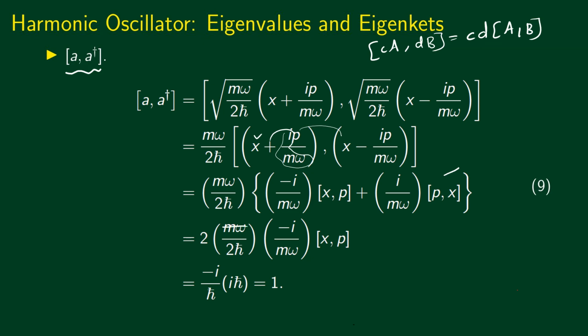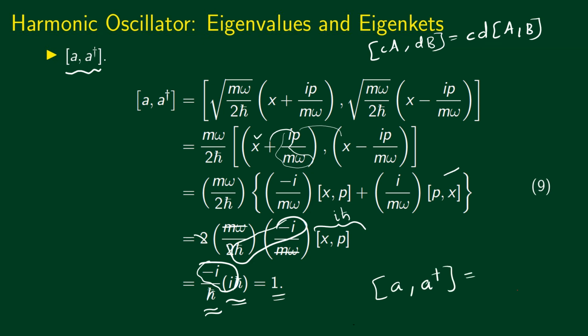We see that some of the terms cancel here, and we have minus i divided by h bar multiplied by the commutator of x with p. And we know that the commutator of x with p is i h bar. So we end up with minus i divided by h bar multiplied by i h bar. h bar and h bar cancel, and minus i multiplied by plus i is just 1. So we finally obtain the commutation relation: the commutator of A with A dagger is 1.